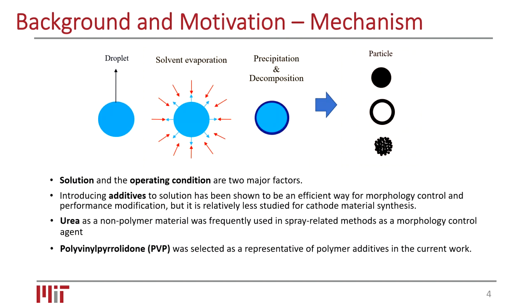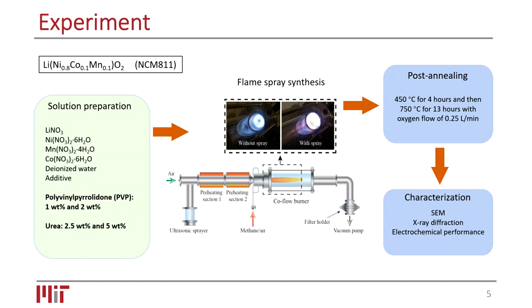There are different types of additives. We roughly split them into two categories. The first is non-polymer material. For this one, we use urea as the representative since it's a relatively abundant material and has low cost. Another category is the polymer additives, and we use PVP as the representative of the polymer additive in our current work. This slide shows the experimental details of our work.